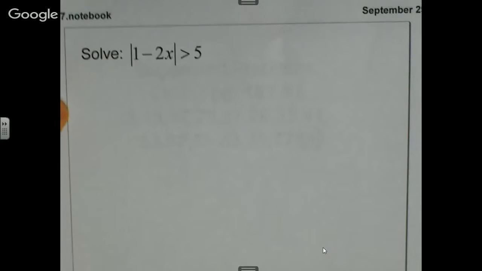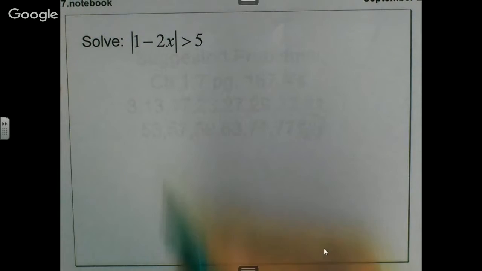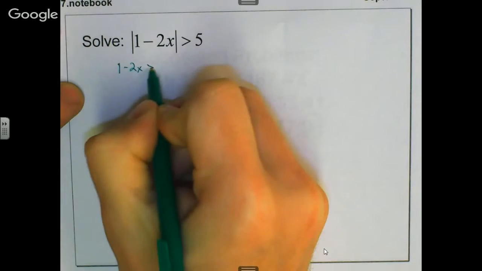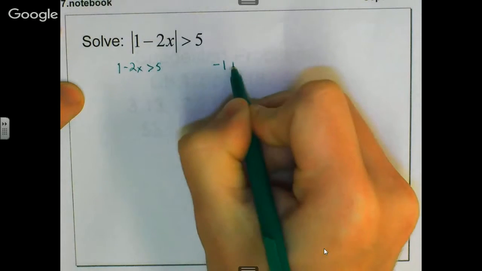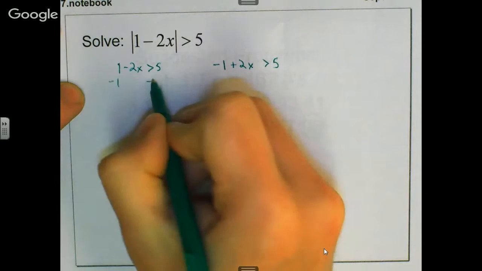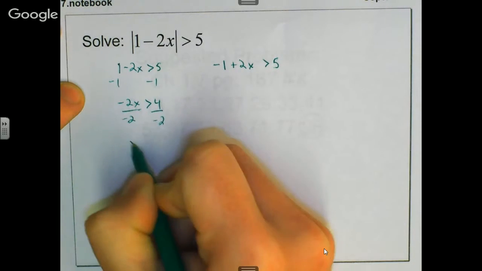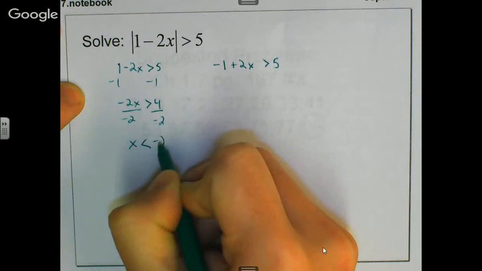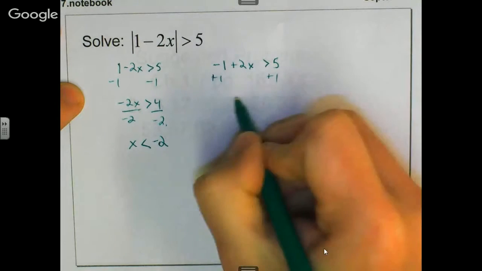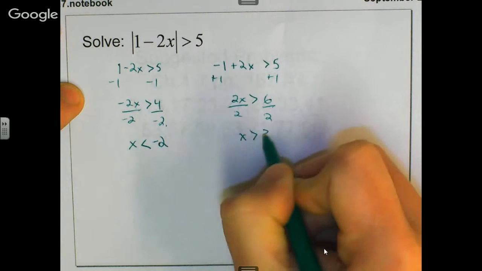All right, a couple more here. So absolute value of 1 minus 2x is greater than 5. So the absolute value is by itself, that's good. So we'll take 1 minus 2x is greater than 5, and negative 1 plus 2x is greater than 5. So again, we're just solving them. Minus 1, negative 2x is greater than 4, divide by minus 2, x is less than negative 2. Again, I divided by a negative, you got to flip the sign. So plus 1, 2x is greater than 6, divide by 2, x is greater than 3.